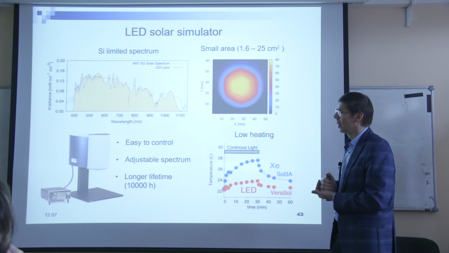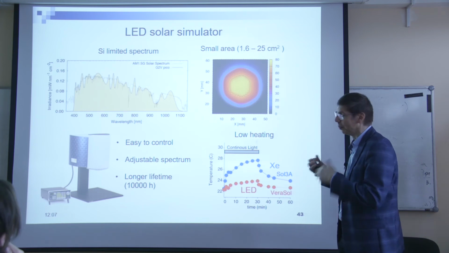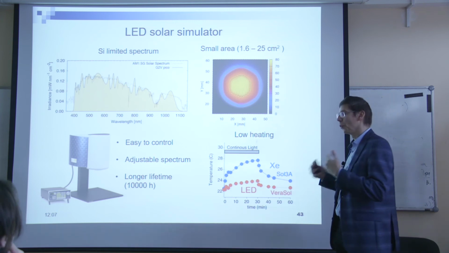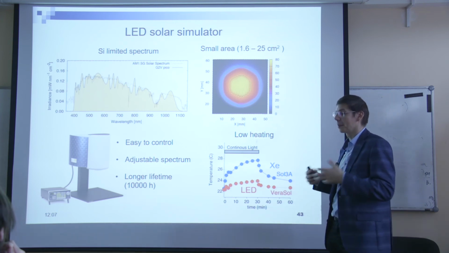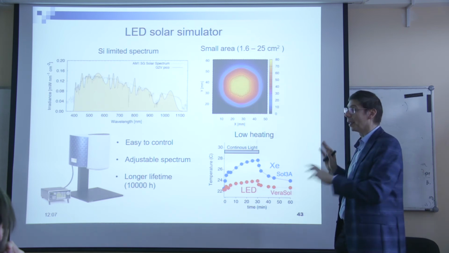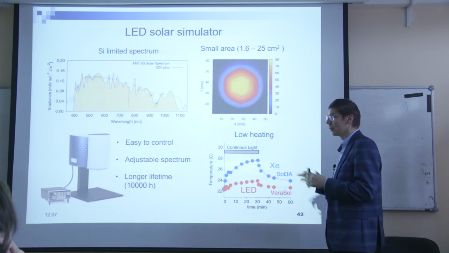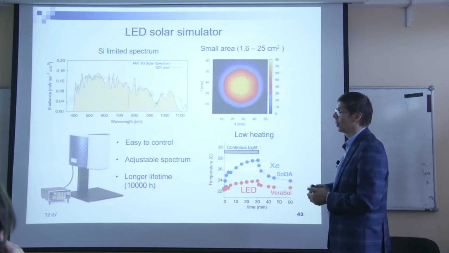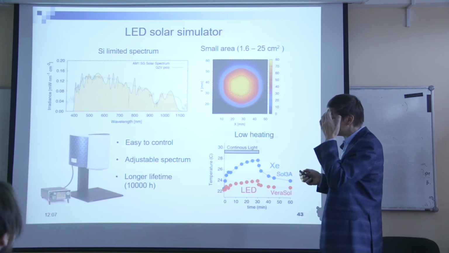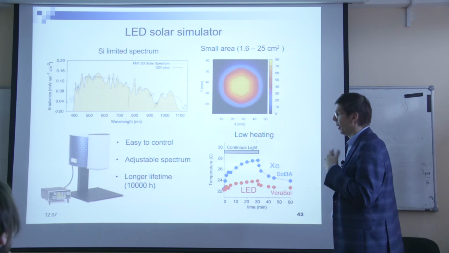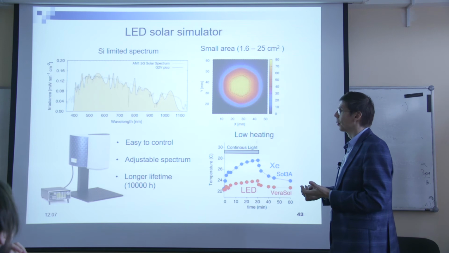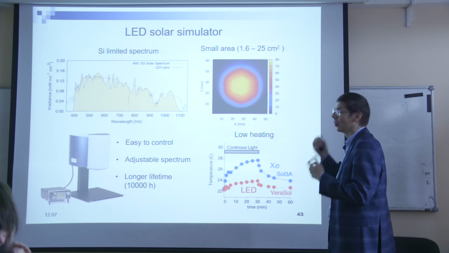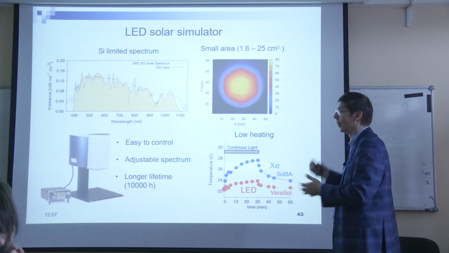And actually, if you have a look at the prices for the power source for a xenon lamp, you can see that it's quite expensive compared to any other, let's say, sources of power. For LED, it's quite simple, and you can adjust the spectrum. It's very nice, because it's, I would say, a cheaper solution. You should not care about it.